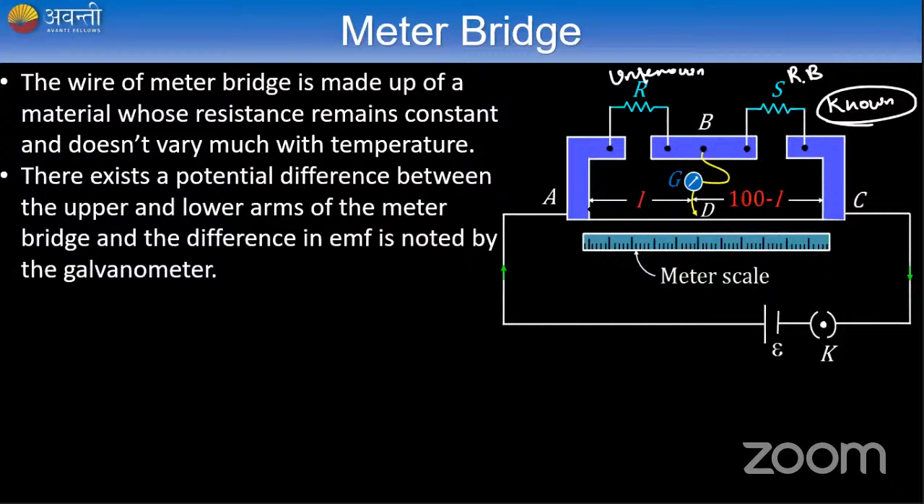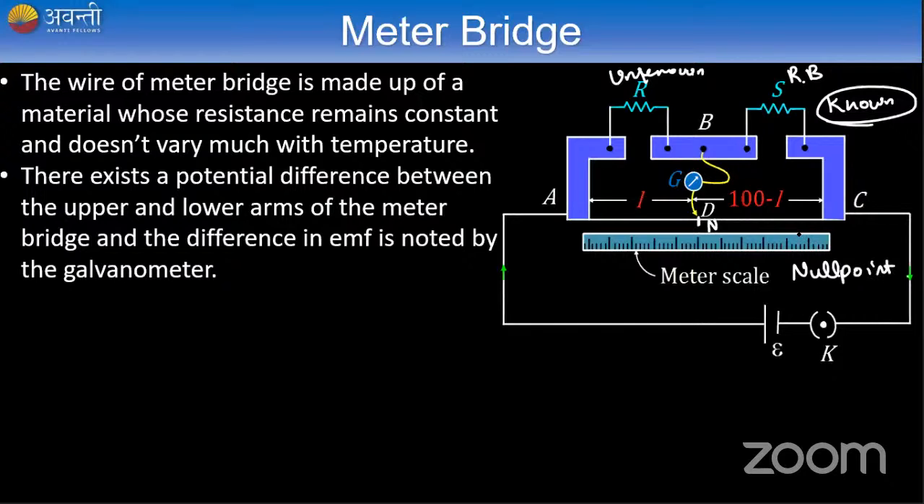I'll start from one end and slide over this wire until I get zero deflection in the galvanometer. Once I get zero deflection, I'll mark that point. Suppose I got zero deflection at this point. I'll call this point N. This point N is nothing but the null point.